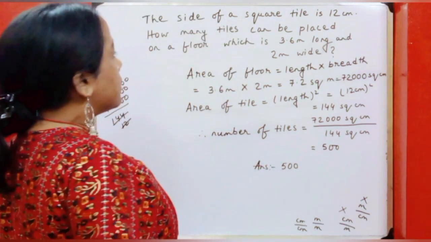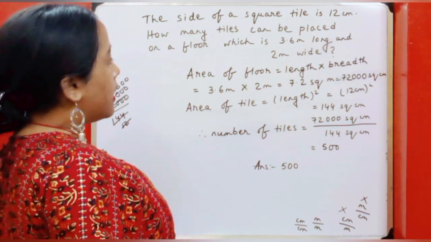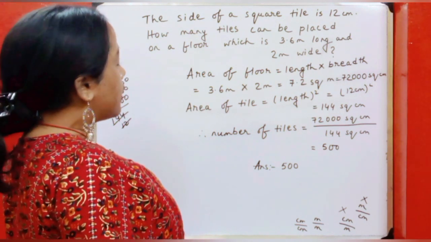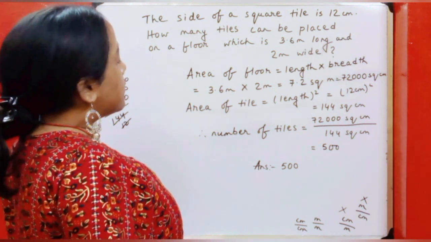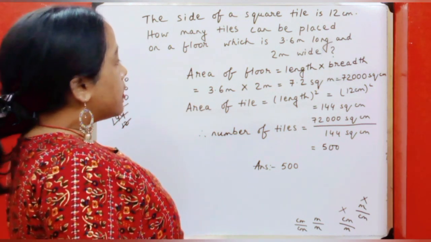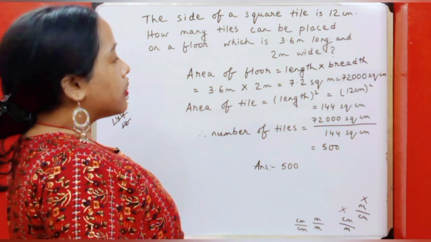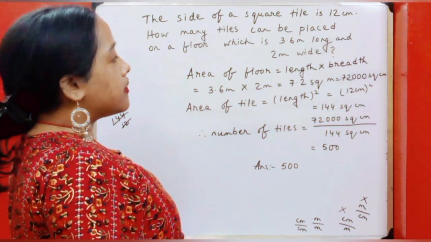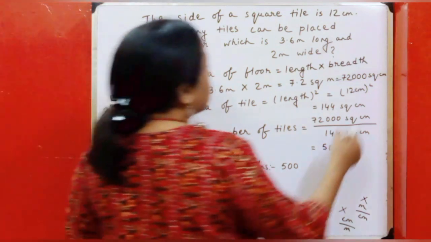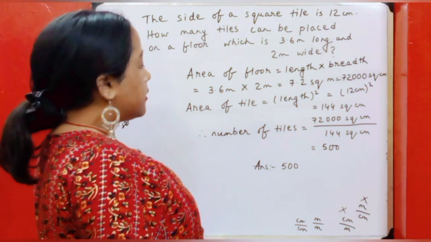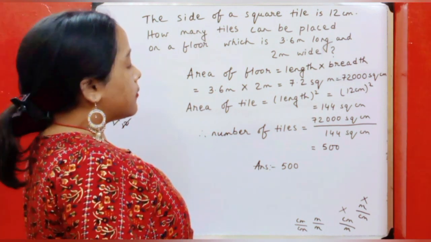500. The side of a square tile is 12 centimeter. How many tiles can be placed on a floor which is 3.6 meter long and 2 meter wide? First, we have to find out area of floor and then area of tile, and then divide area of floor by area of tile, and that number will be the answer, because it will be the number of tiles. Area of floor is equal to length multiplied by breadth is equal to 3.6 meter multiplied by 2 meter. So it's equal to 7.2 square meter. Now we have to convert this to square centimeter. So it's 72000 square centimeter. Area of tile is equal to length square is equal to 12 centimeter square is equal to 144 square centimeter. Now we have to divide. Number of tiles is equal to 72000 square centimeter by 144 square centimeter. So it's 500. Answer 500.